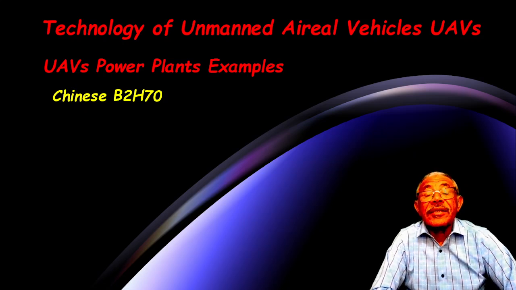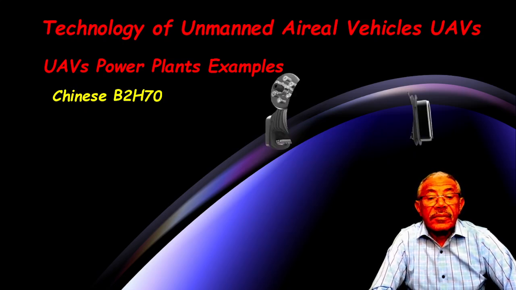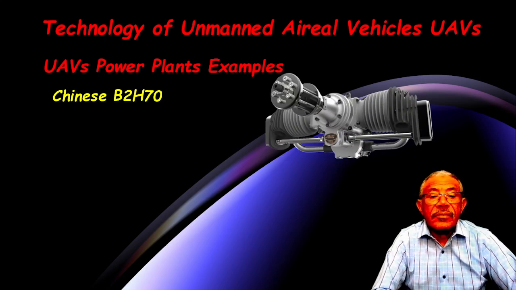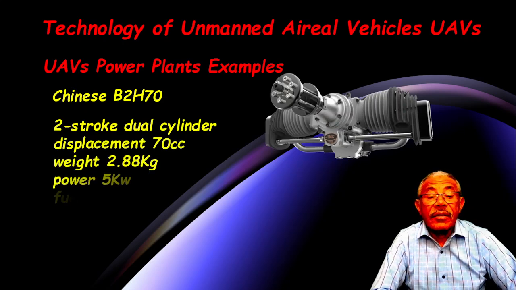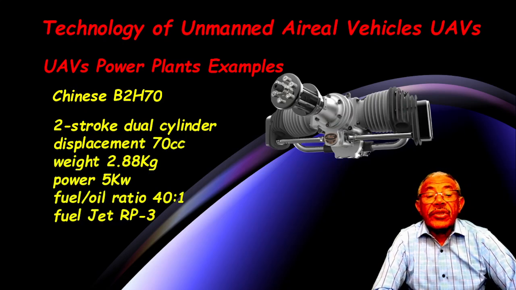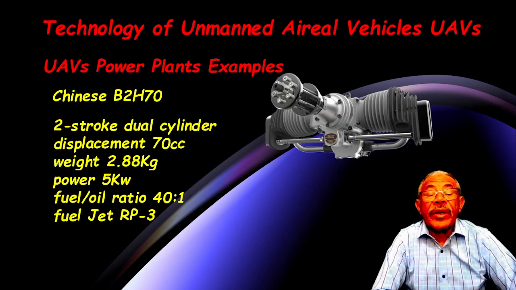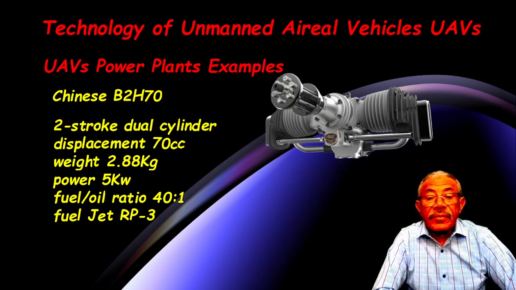Chinese B2H70. Two-stroke dual cylinder engine. Displacement is 70 cc. Weight is 2.88 kilograms. The power is 5 kilowatts. Fuel-to-oil ratio is 40 to 1. The fuel is Jet RP3.